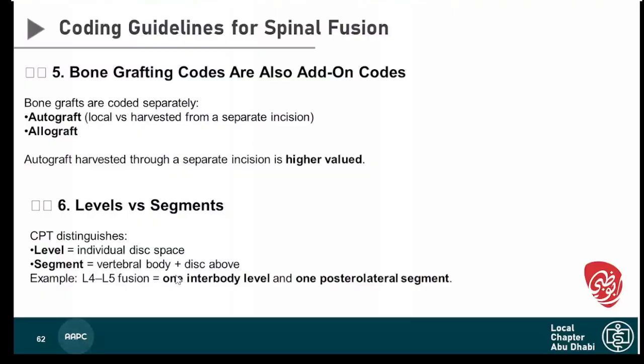Then what is the difference between levels versus segment? If the documentation is like L1 to L3, it means a level. L1 alone is a segment, L2 alone is a segment, and L1 to L2 means a level.